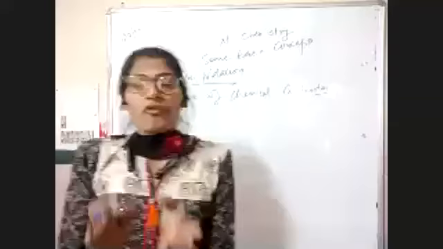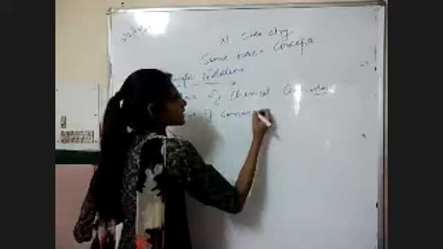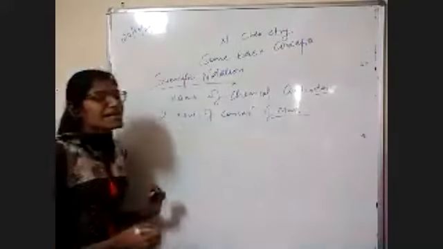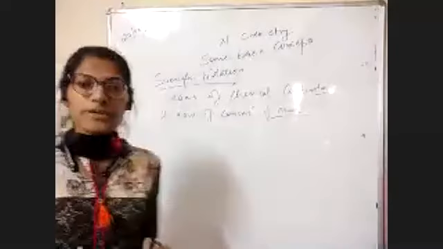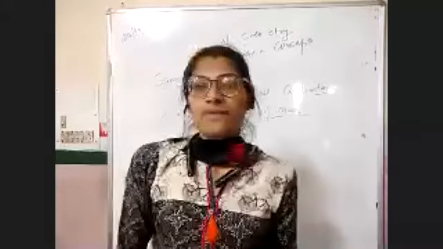Okay. So the first rule is the law of conservation of mass. And this is quite a basic rule, which defines that mass can neither be created nor be destroyed. I'm again repeating, this defines that mass can neither be created nor be destroyed.